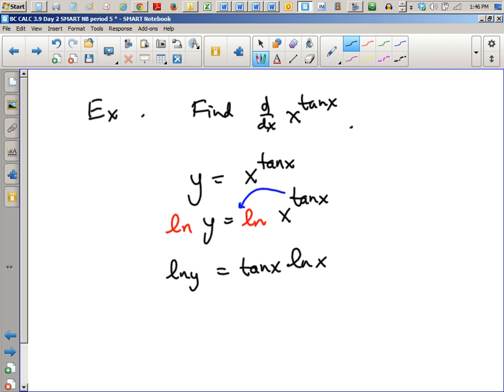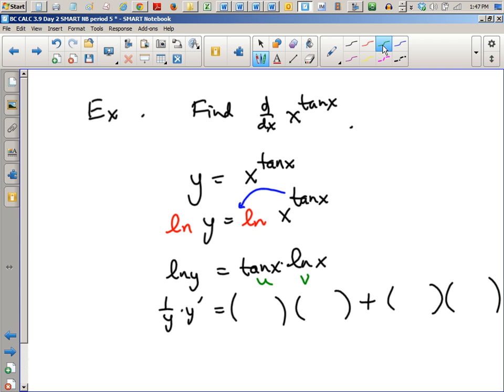So let's take the derivative of the left side. Derivative of the left side is 1 over y times y prime. The right side is a product rule. We have a u and a v. So let's set up parentheses for that. We need u prime v and v prime u. So I meant to write u prime there. There we go. u prime v plus v prime u. Okay, so u prime is going to be secant squared x, and v is ln x, and v prime is 1 over x, and u is tan x.